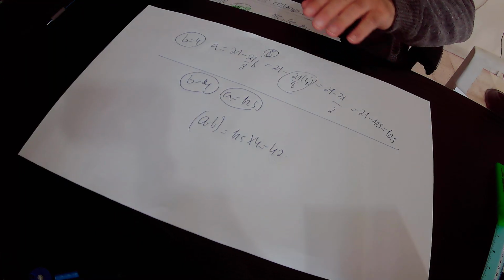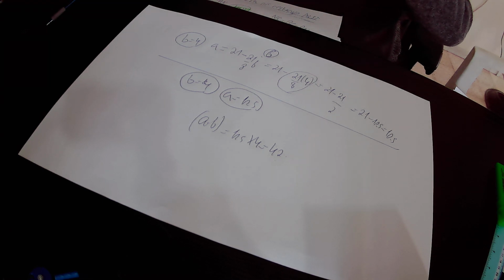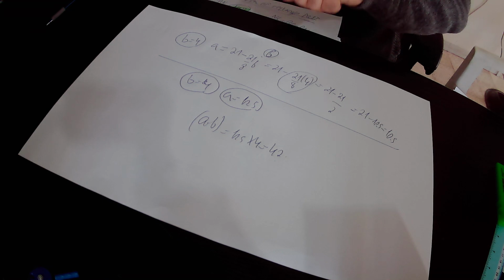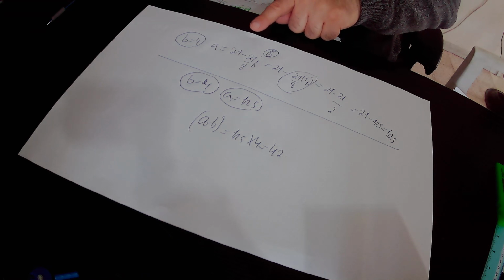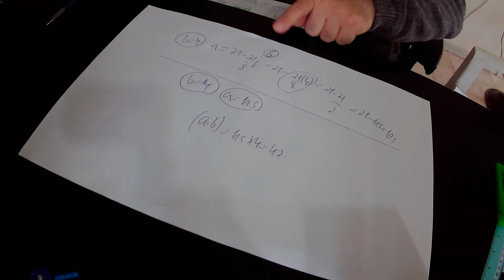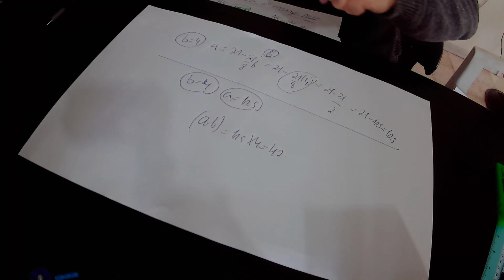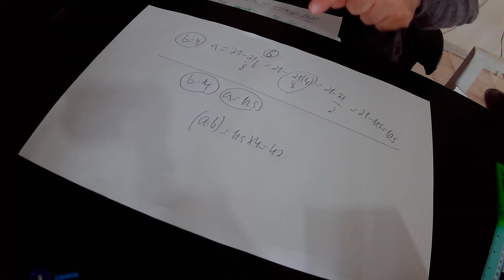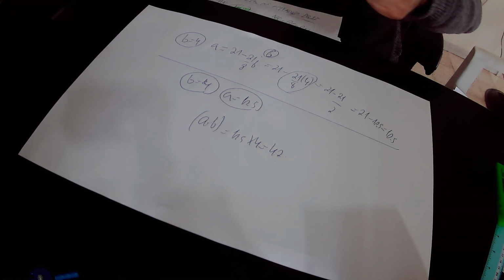We know that when the area of rectangle PQST equals 42 square units, the width b is 4. What is the length? You can find the length according to equation 1, which states that the length a equals 21 minus 21 over 8 times b. We just have to substitute b by 4 in order to find the length of rectangle PQST when the width b is 4.